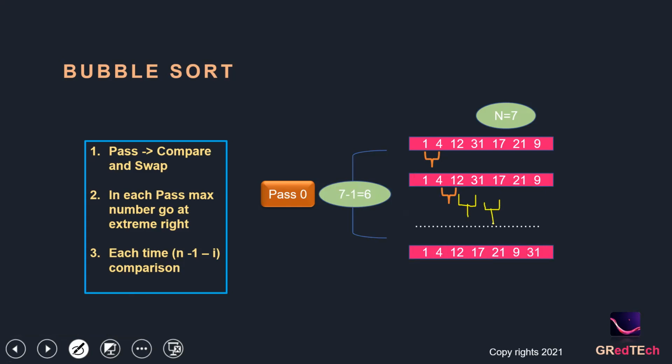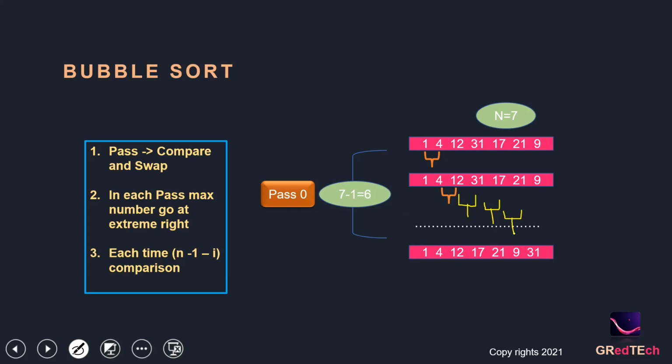So now guys, here if you see, 31 and 17 get compared, and 31 is bigger than 17. So it is not sorted, so it will get swapped. Okay, so 31 gets swapped, and 31 will come in place of 17. Then 31 again gets compared with 21, and again it will swap, and 31 goes in the place of 21.